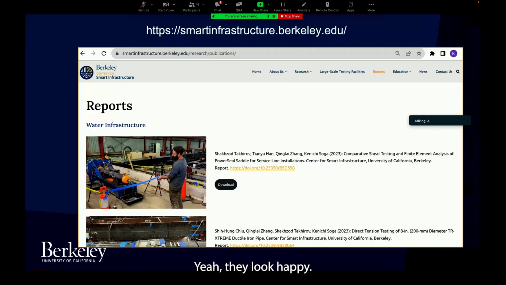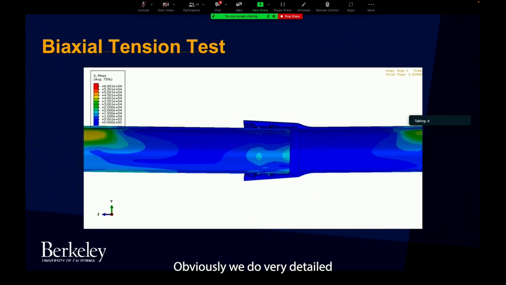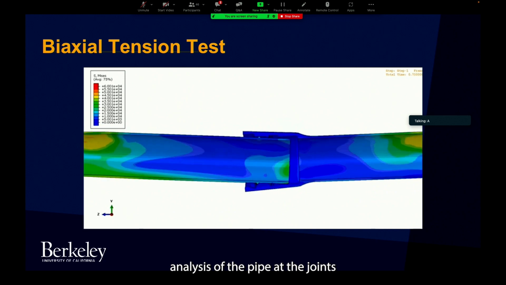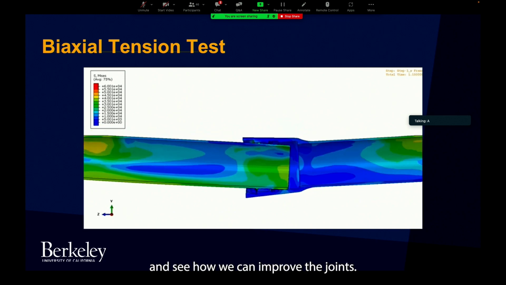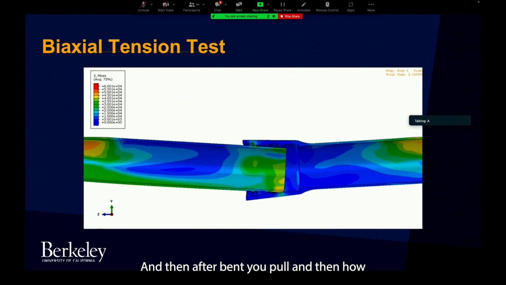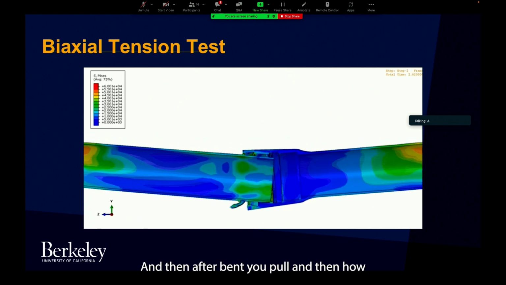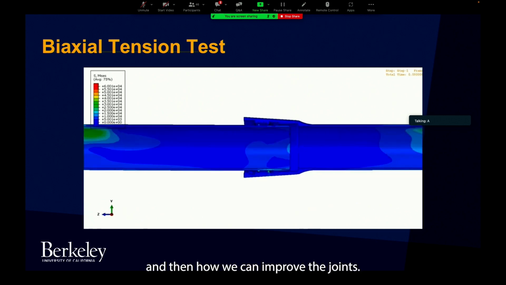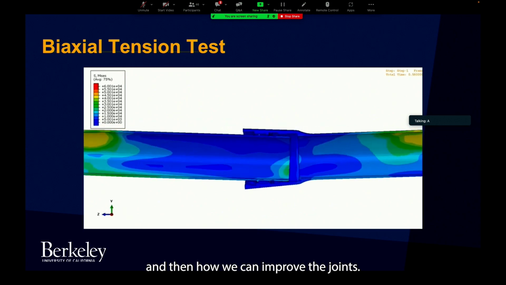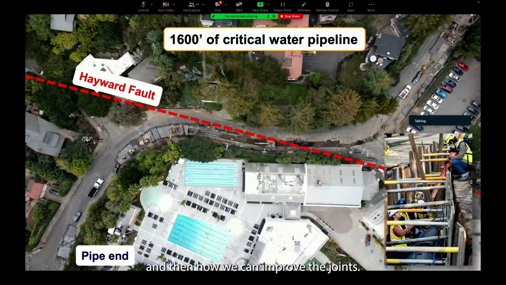They look happy. All these things are available through the report, on the website, so if you're interested, please have a look, and maybe that gives you information on how we look at these pipes. Obviously, we do very detailed analysis of the pipe at the joints and see how we can improve the joints. This is being bent, and then after bending, you pull, and then how the interlocking happens, and how we can improve the joints.